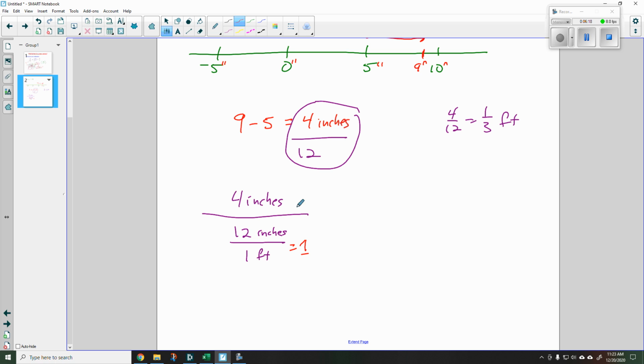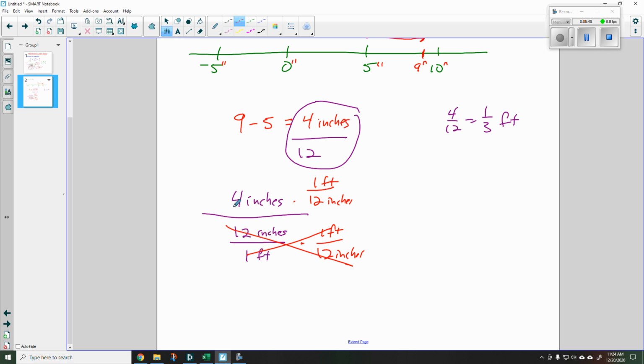But what I've done is I've set it up here. So let's go back to multiplying by the reciprocal. I have a 3-layer fraction. I'm not allowed to have a 3-layer fraction. So I'm going to multiply my denominator by 1 foot over 12 inches. And that means I have to do it to my numerator, 1 foot over 12 inches. So this all canceled out.